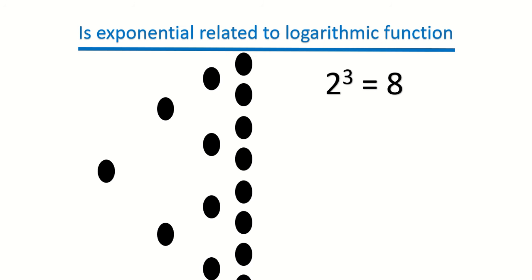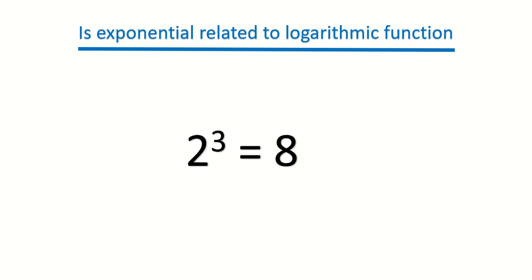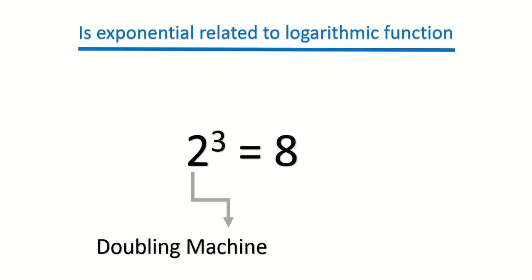Now let's define what 2 cubed is. The result is 8. That is very important. How about the interpretation of this in logarithmic function? 2 cubed equals 8. The 2 there is our doubling machine, the machine that doubles every interval. And the 3 there is the interval time. So the 3 signifies that 2 is doubled 3 times.